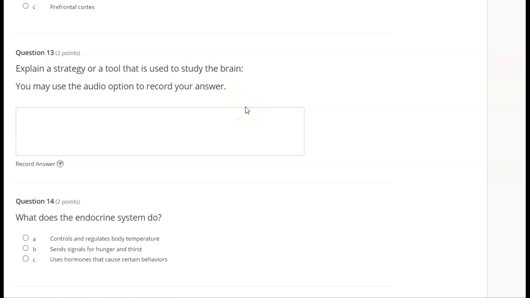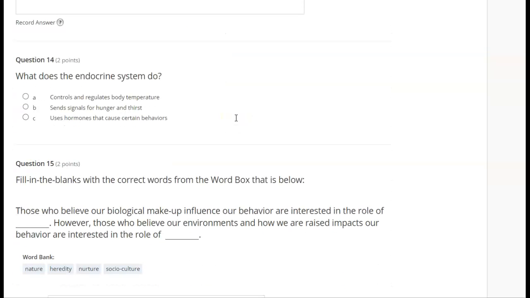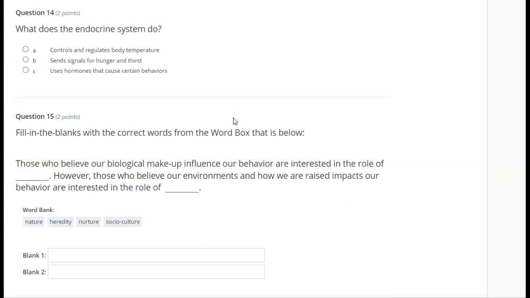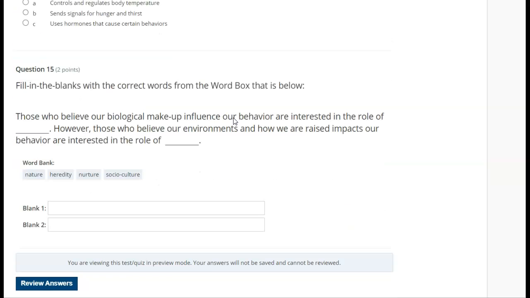13. Explain a strategy or a tool that is used to study the brain. You may use the audio option to record your answer. 14. What does the endocrine system do? A, controls and regulates body temperature, B, sends signals for hunger and thirst, C, uses hormones that cause certain behaviors.